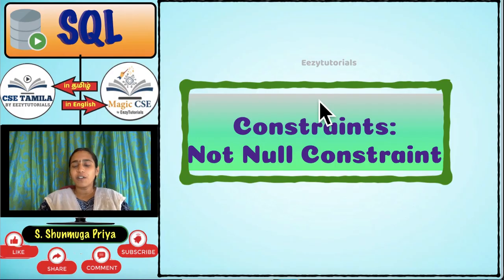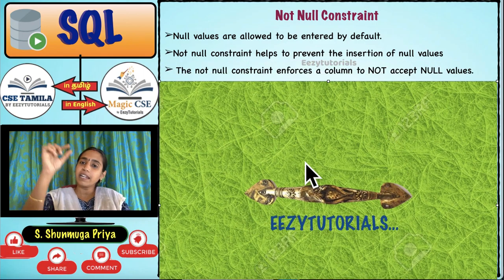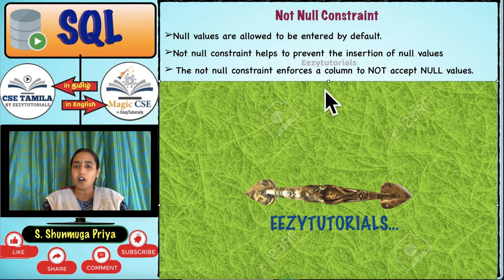In this video, we are going to see the next type of constraint, that is the not null constraint. The not null constraint is the constraint which denies null values. In a particular column of a table, if you want to deny null entries and ensure a value is surely entered, then you can use the not null constraint.